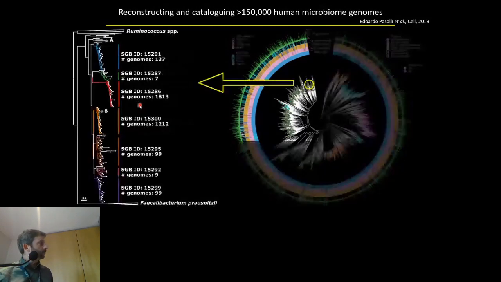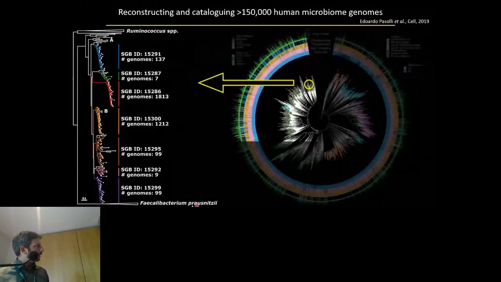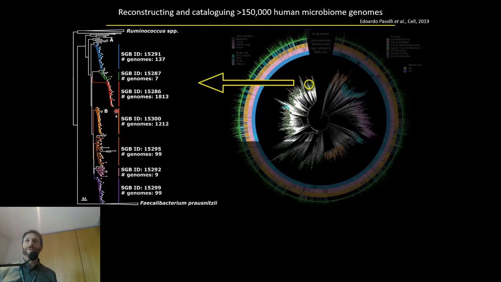For example, if we zoom in on this part of the tree here, we are in between two quite well-studied bacterial genera in humans, Ruminococcus and Faecalibacterium. And inside here, you can see there are many different species-level genome bins, including thousands of genomes that have not been characterized. Inside here, there are only 2 reference genomes, A and B, that are not matching most of these species.